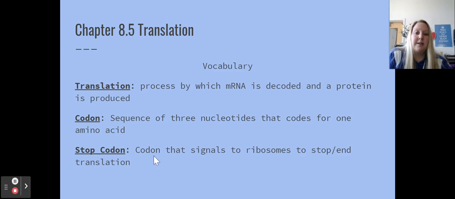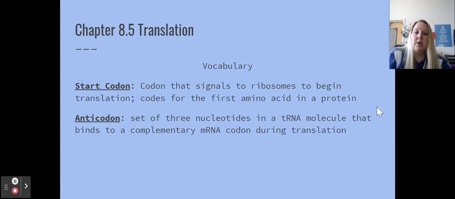Stop codons are codons that signal to the ribosome to end the translation process, thus ending the protein. A start codon is a codon that signals to ribosomes to begin translation. It codes for the first amino acid in every protein. And an anticodon is a set of 3 nucleotides in a transfer RNA molecule that binds to a complementary messenger RNA during translation.